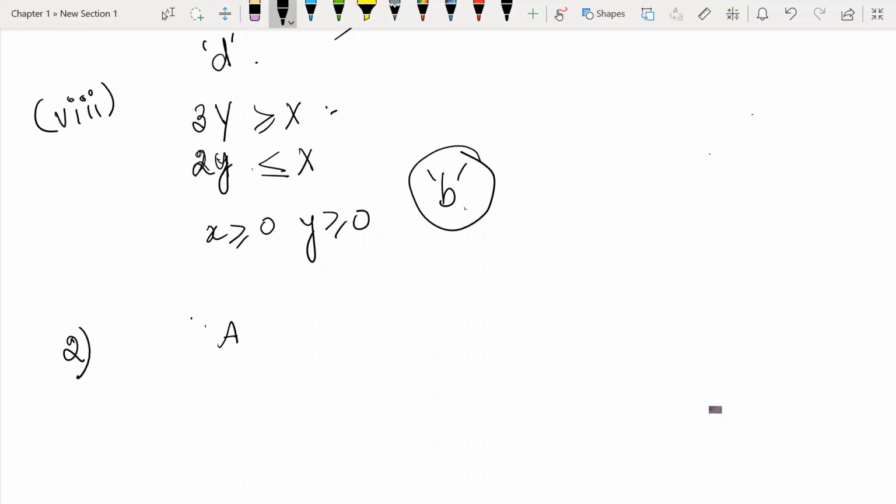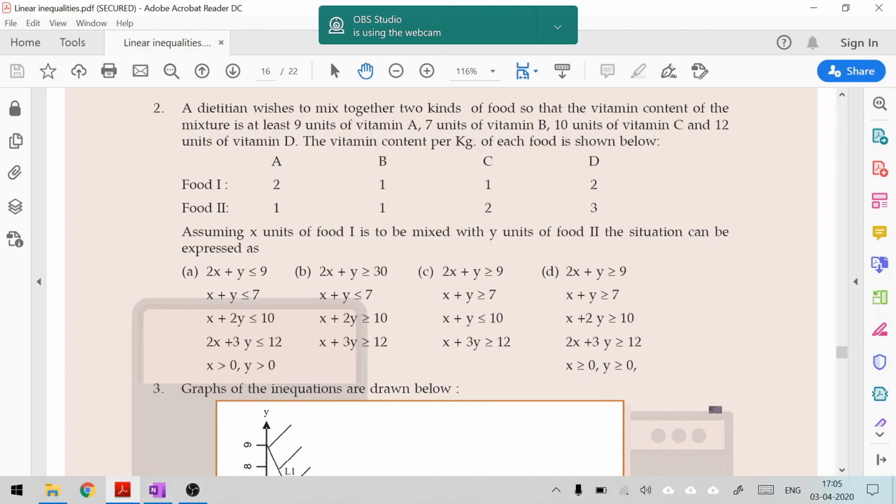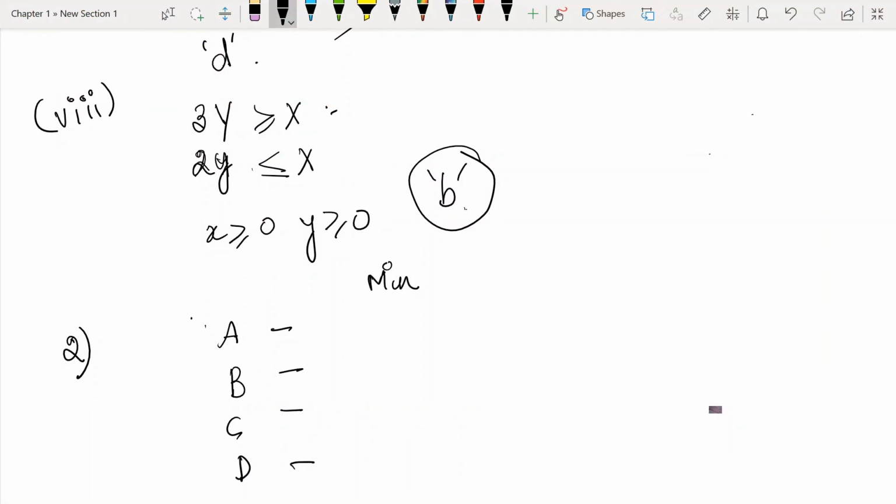How much do you need? A, B, C and D, a minimum of these vitamins. You always need to have a minimum. Let's just write down the numbers: 9, 7, 10 and 12. You need a minimum of so much.